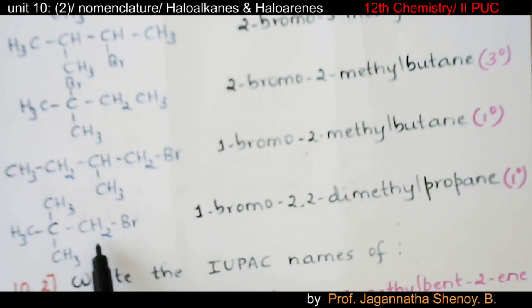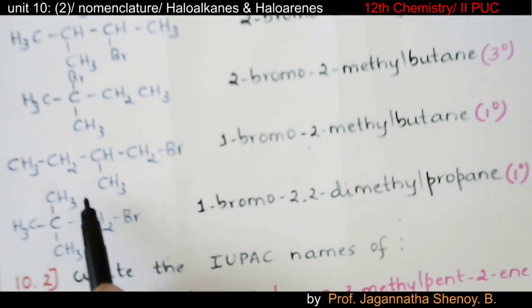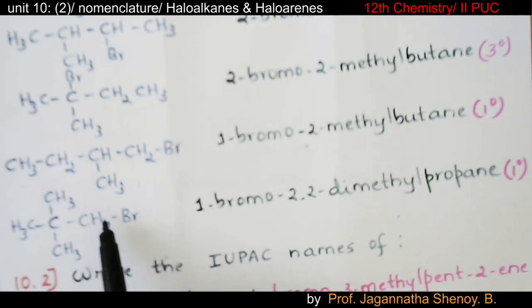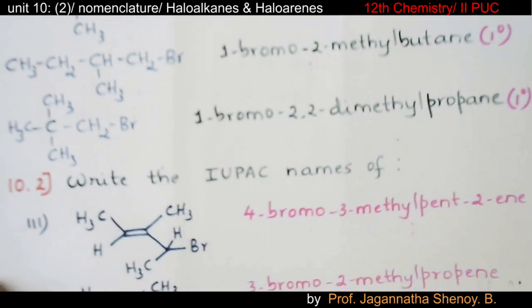It is again a primary alkyl halide. Coming to the last one, you can make out that this is actually the neopentyl group in the common nomenclature system, and we have bromide, and the IUPAC name we have already studied. So it's 1-bromo-2,2-dimethylpropane. That's the IUPAC name, and this happens to be a primary alkyl halide.